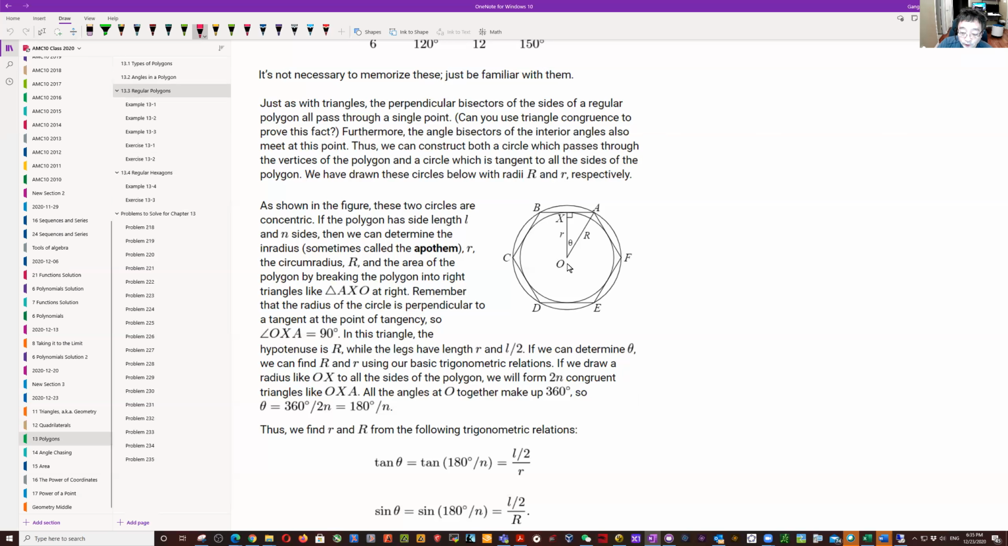And then the distance from the center to the middle point of each side is called the apothem. I think it's called apothem. So it is called apothem.